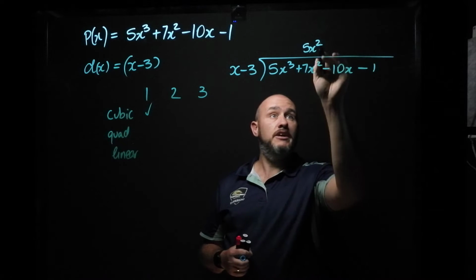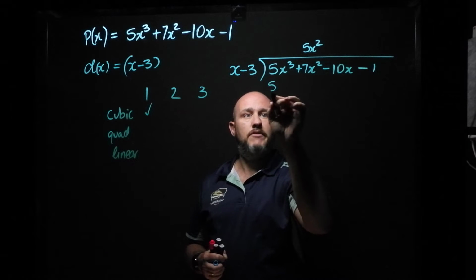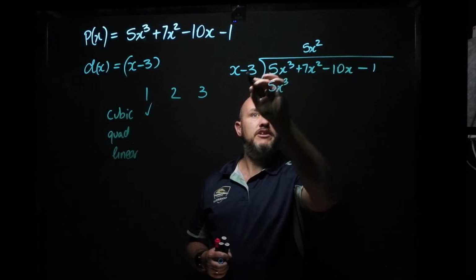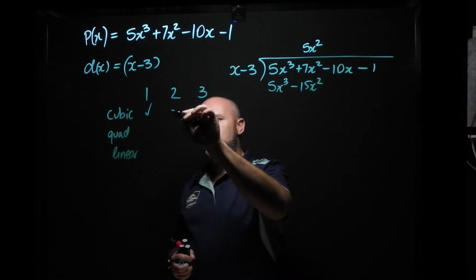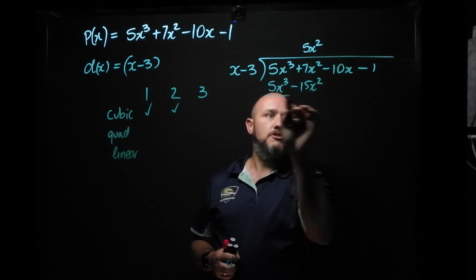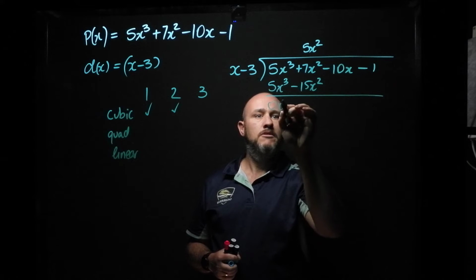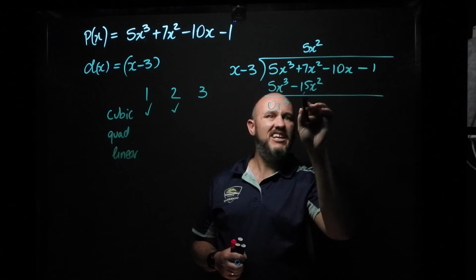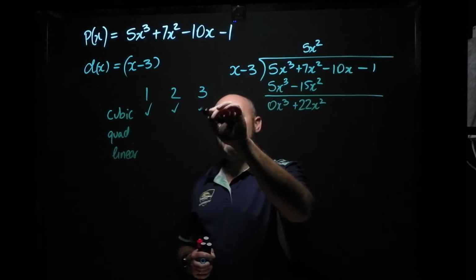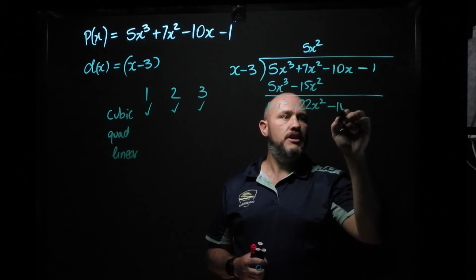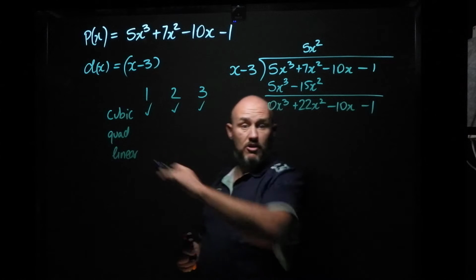Step 2 for the cubic is to take this 5x squared and multiply it by the divisor. 5x squared times x is 5x cubed, as we would expect, and 5x squared times negative 3 is negative 15x squared. That's step 2. And then we do our subtraction. 5x cubed minus 5x cubed is 0x cubed, and 7x squared minus negative 15x squared is plus 22x squared. And that's step 3. We bring some of these values down, doesn't have to be all of them, but I'll bring them all down. And now we've hit our quadratic.